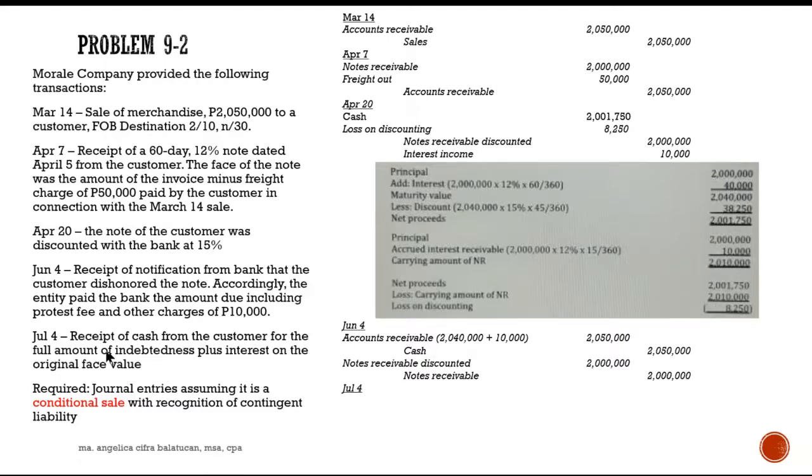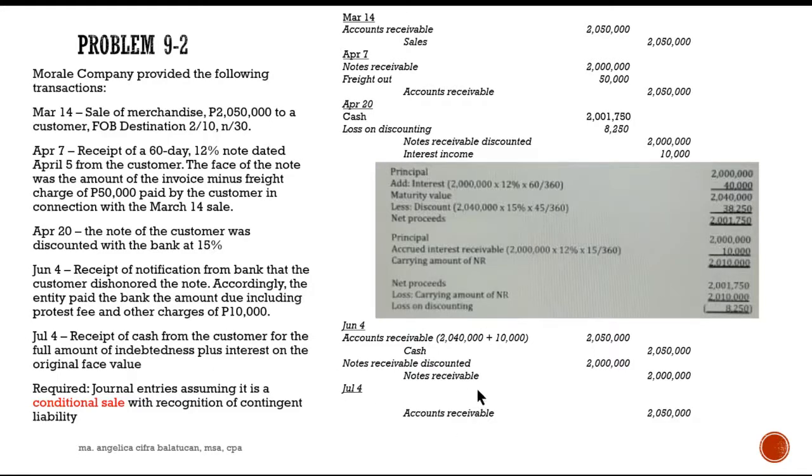On July 4, receipt of cash from the customer of the full amount of indebtedness plus interest. So maningil ta sa customer nato. Okay? Panilingan nato tong maker kay wala man siya mo bayad sa bangko. Unya kita may nakabayad tungod sa iyang utang imbes na siya untay mo bayad nato, di ba? Kita na noy nakabayad sa bangko. So tilingon nato ang customer.